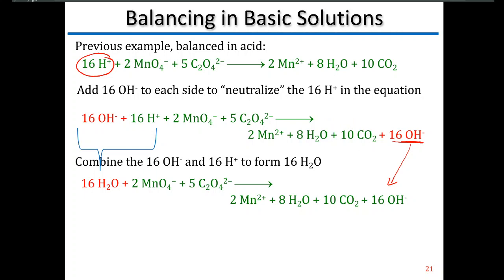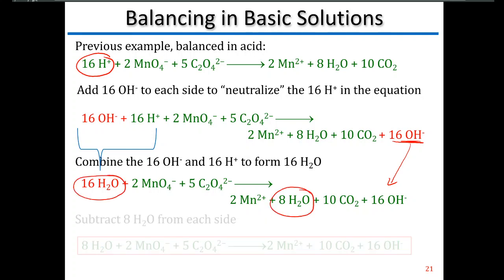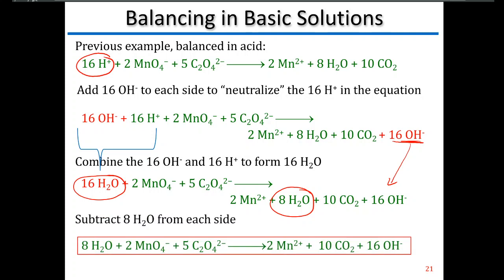Then the last thing is we're going to look for water on both sides. Water's here and water's here, so we can cancel them out. Subtract 8 H2O from each side. In other words, cancel 8 here, which will leave you with 8. So your new equation, balanced in basic solution, becomes 8 H2O plus 2 MnO4 minus plus chromate gives you manganese oxide plus 10 CO2 and then 16 OH minus.